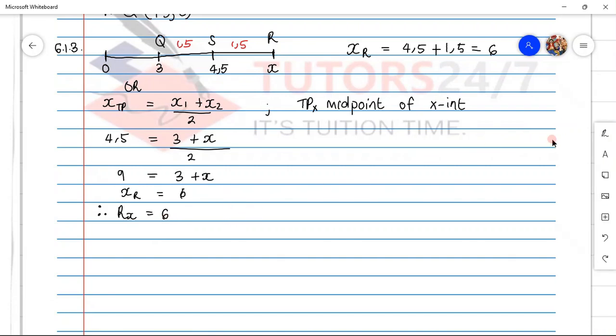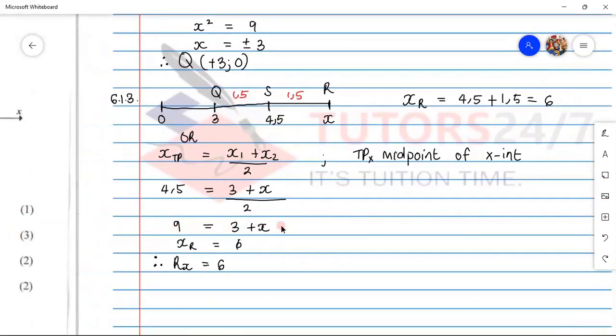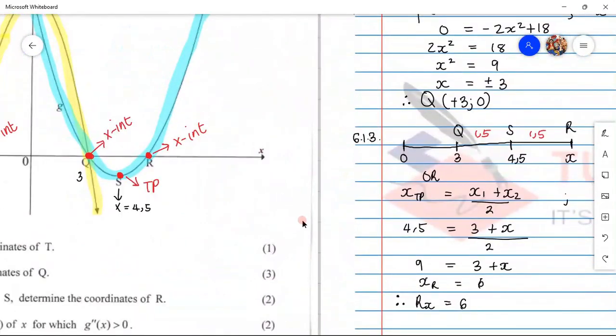So let's go through both methods one more time. We know that the x value of our turning point, which is S, is the midpoint of our x-intercepts Q and R. Now, we know that to go from Q to S is 1.5, because to go from 3 to 4.5, we just add 1.5, which means to go from S to R, we just add another 1.5, that will give us 6.